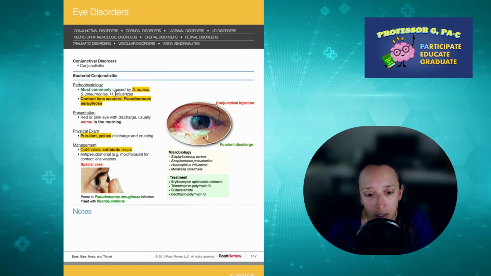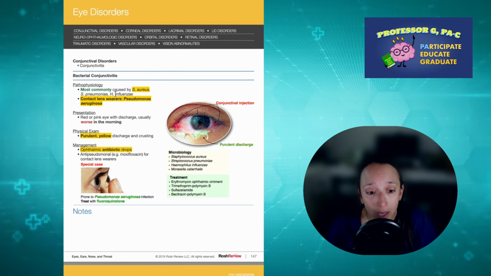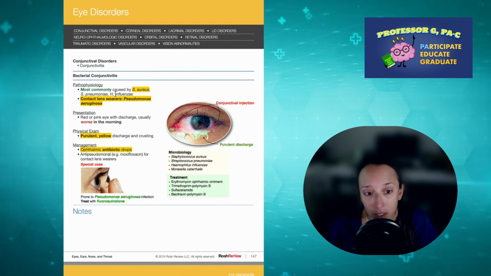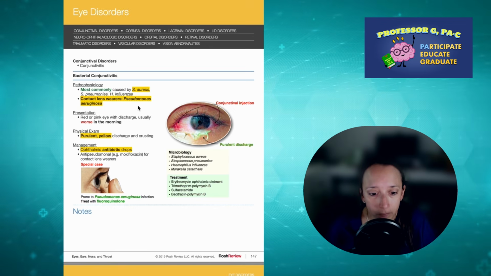antibiotic eye drops. So these will be topical antibiotic eye drops, usually like an erythromycin drop or a polytrim. But if we suspect that it could be Pseudomonas, like in a contact lens wear, we'll want to use something like a fluoroquinolone, like moxifloxacin.